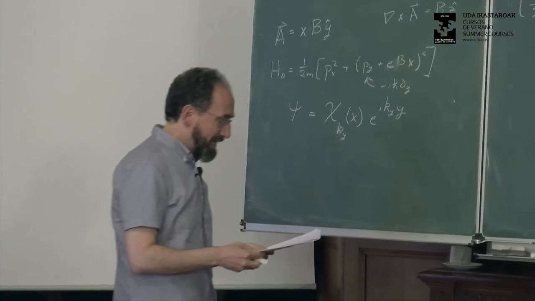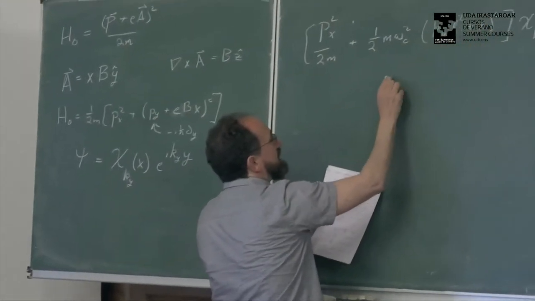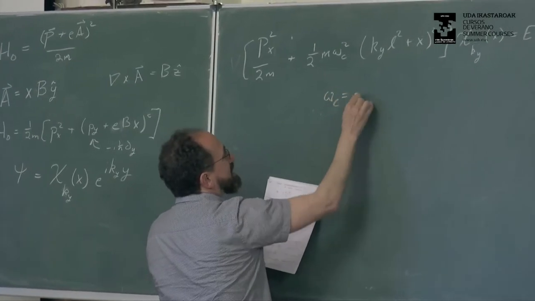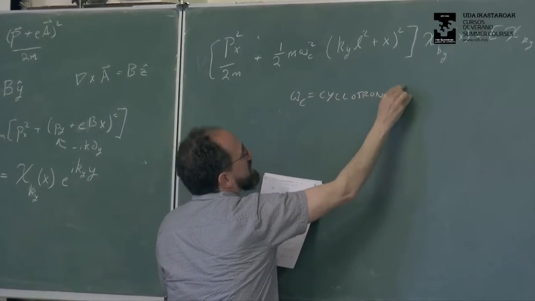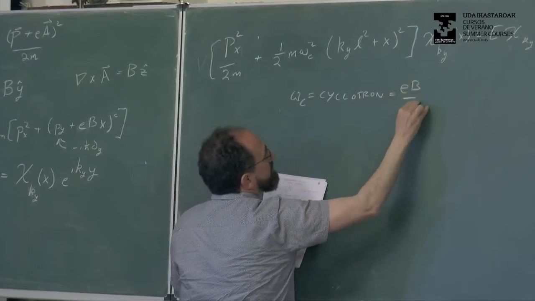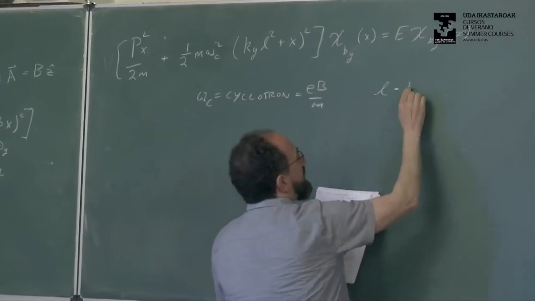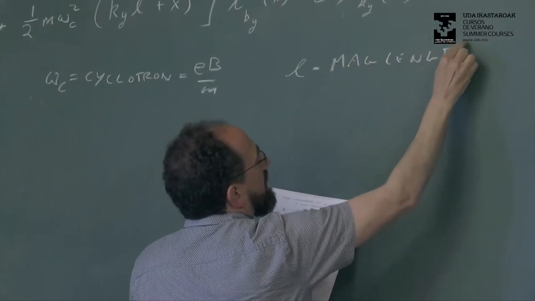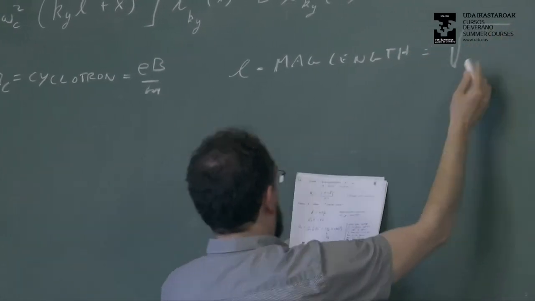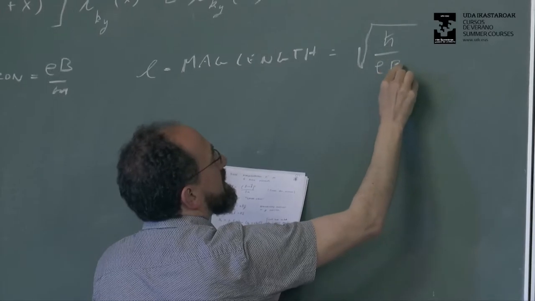Okay, I didn't give you what these constants were. So omega c is known as the cyclotron frequency, which is just eB over m. And the other constant I defined is l, the so-called magnetic length, which is the square root of h bar over eB.